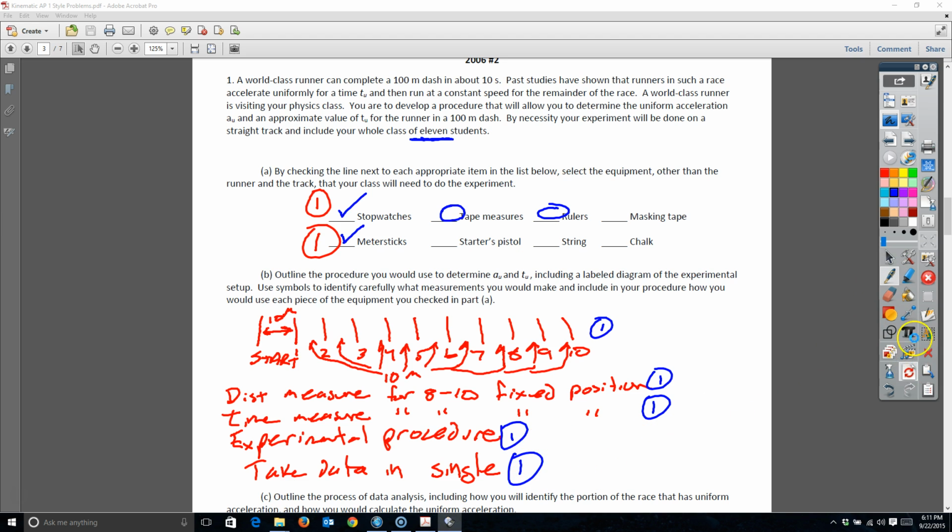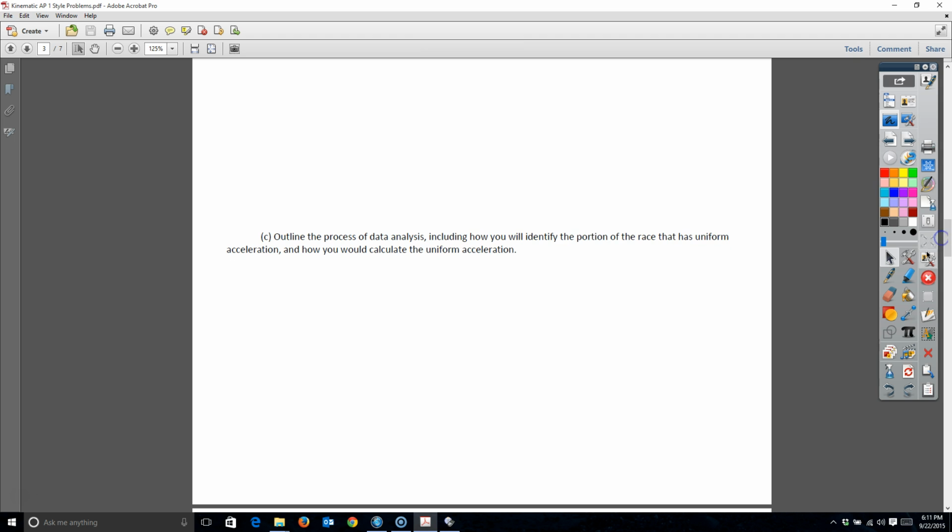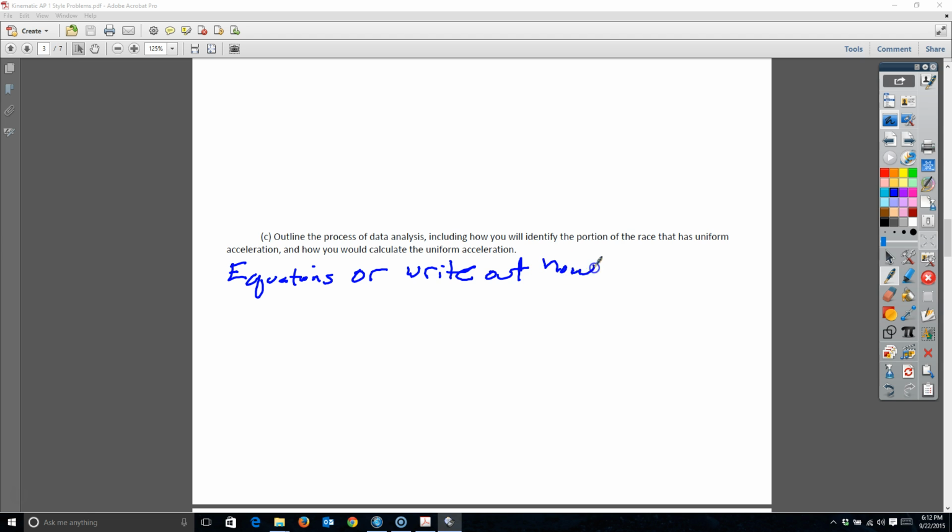The next part of this problem that they want us to attack says outline a process of data analysis, including how you identify the portion of the race that is uniform acceleration and how you would calculate that uniform acceleration. So here you either need to have equations, or you'll need to write out how you're going to find those two areas in question.